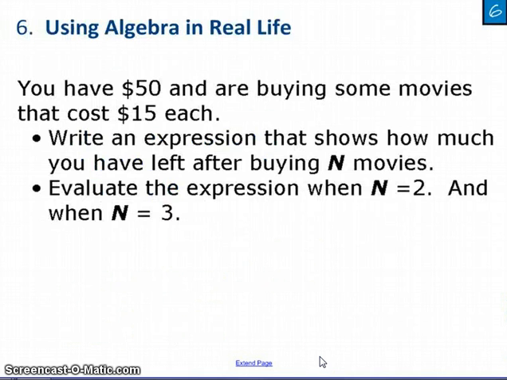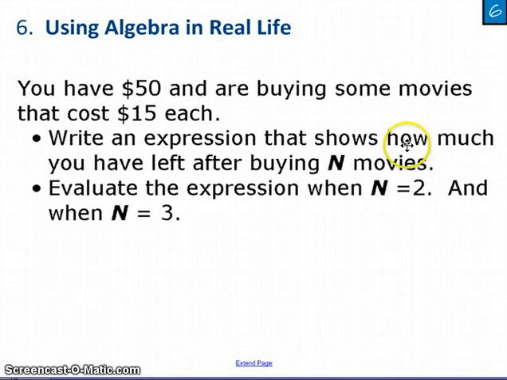How would you apply these lessons from chapter 1.2 in real life? Well, here's a problem where you might. Let's imagine that you start with $50 and you're going to buy something. You're asked to write an expression that shows how much you have left after buying N movies. Often the biggest challenge with a word problem is figuring out what you're being asked. I suggest that you go through step by step, figure out what you're being asked, and then what you've been told that helps you to get at that answer.